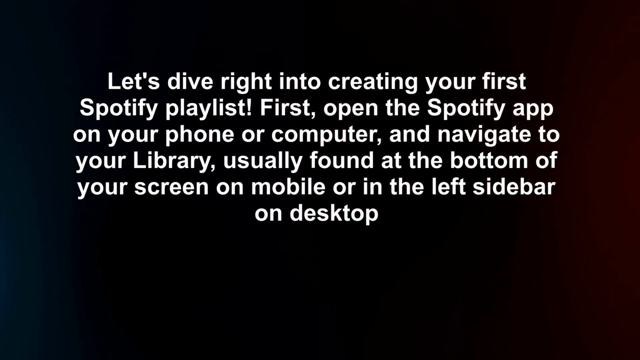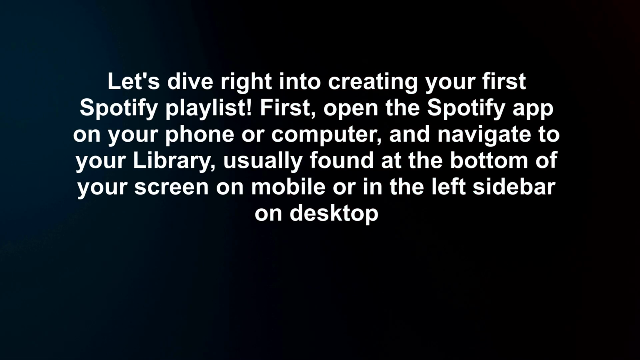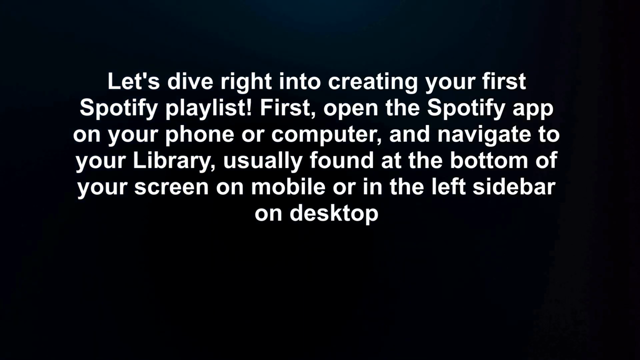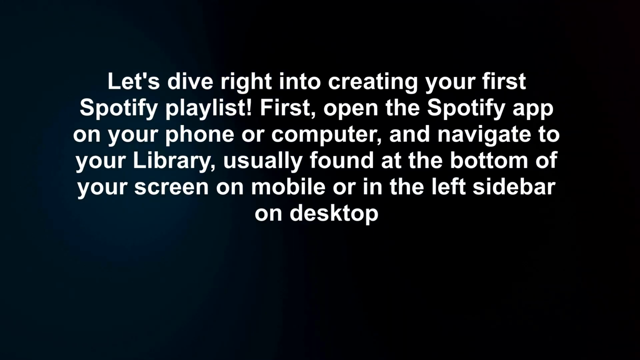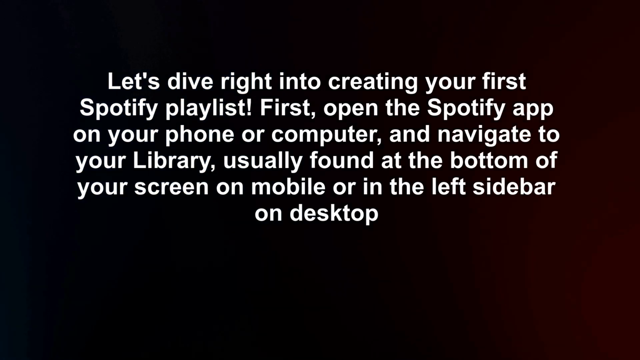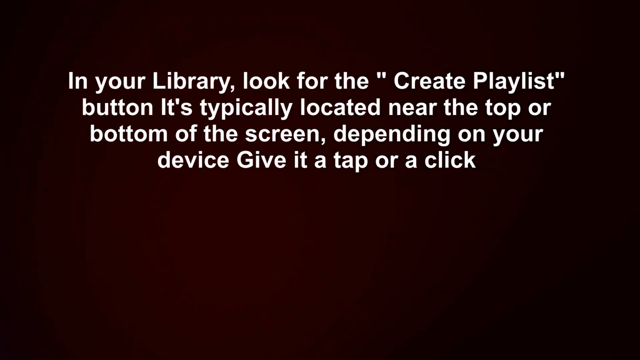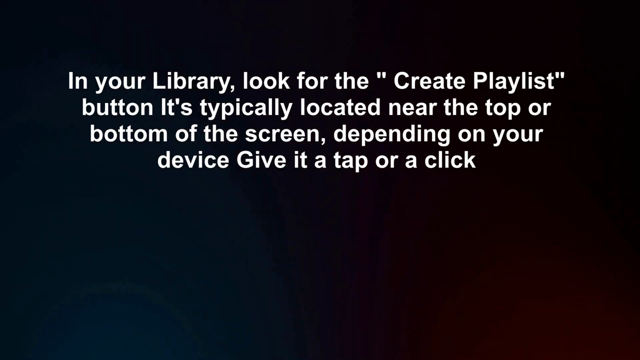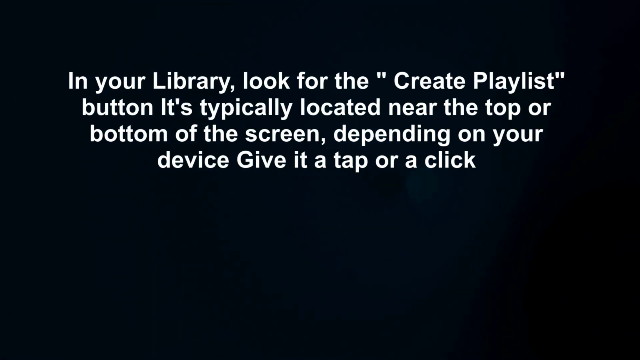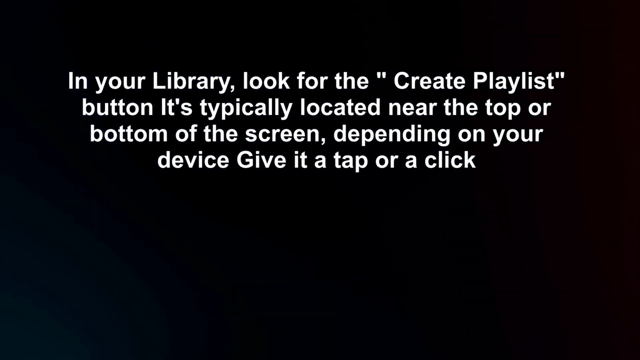First, open the Spotify app on your phone or computer and navigate to your library, usually found at the bottom of your screen on mobile or in the left sidebar on desktop. In your library, look for the Create Playlist button. It's typically located near the top or bottom of the screen. Depending on your device, give it a tap or a click.